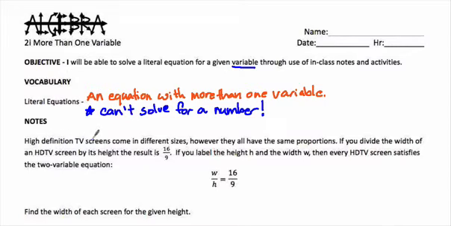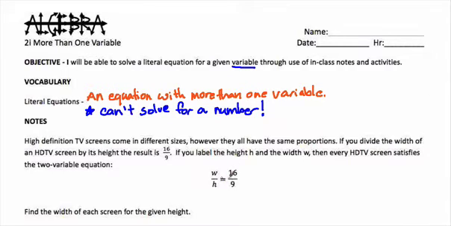All right, high definition TV screens come in different sizes. However, they all have the same proportions. If you divide the width of an HD TV screen by its height, the result is 16/9. If you label the height H and the width W, then every HD TV screen satisfies the two variable equation W over H equals 16/9.